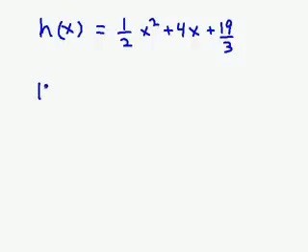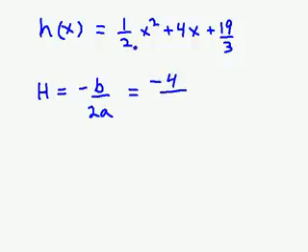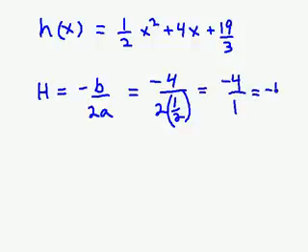I usually call the first coordinate of the vertex h, but this function is named lowercase h, so I'll use uppercase H. So H, the vertex formula, is negative b over 2a. Okay, so b is 4, so negative 4 over 2 times a, which is a half, which is just negative 4 over 1. So H is negative 4.